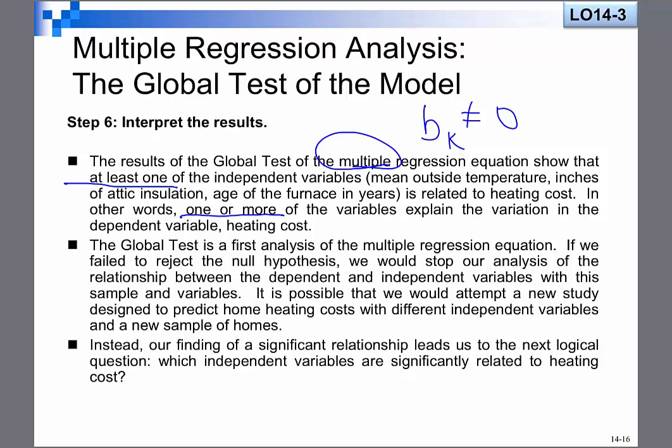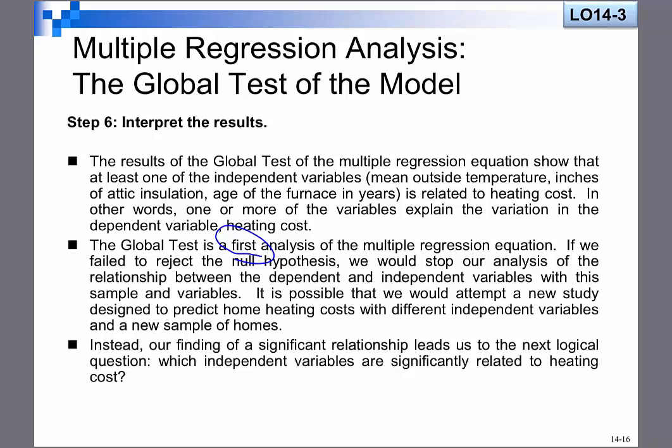The other thing is, it's possible that all three of them are not zero. We don't know that yet, but we do know that at least one of them is not zero. So there's a very important distinction there between saying not all of them are equal to zero and which one exactly is not equal to zero. The global test is the first, you may have gotten that impression.